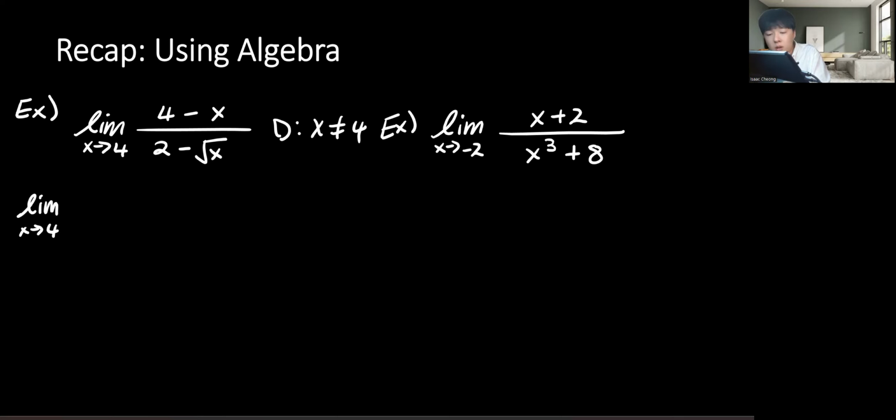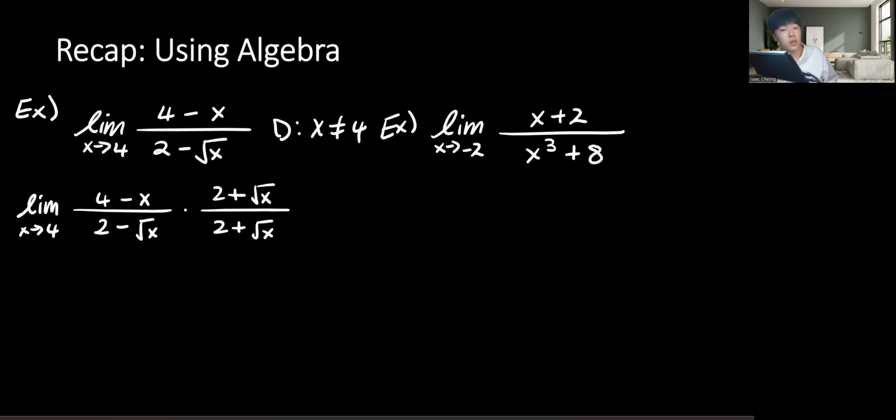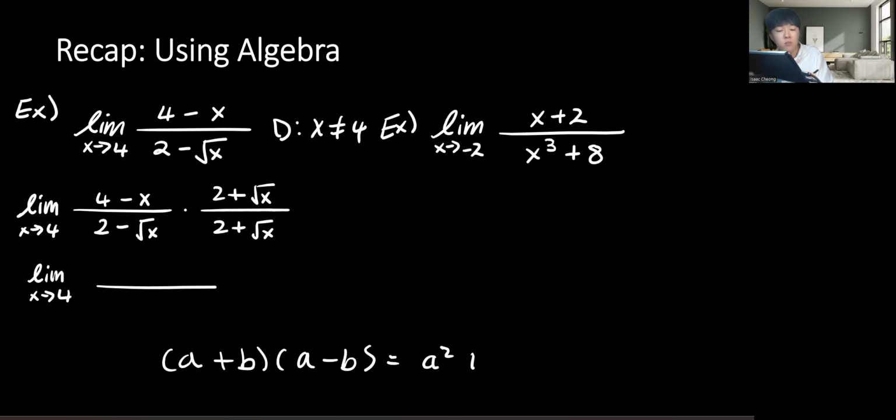Which means the limit as x goes to 4 of (4 minus x) over (2 minus radical x). We're going to multiply by 2 plus radical x on both the top and the bottom. Make sure you remember the conjugate: a plus b times a minus b equals a squared minus b squared. So on the denominator, 2 times 2 is 4, minus radical x times radical x, which is x. So it should be 4 minus x.